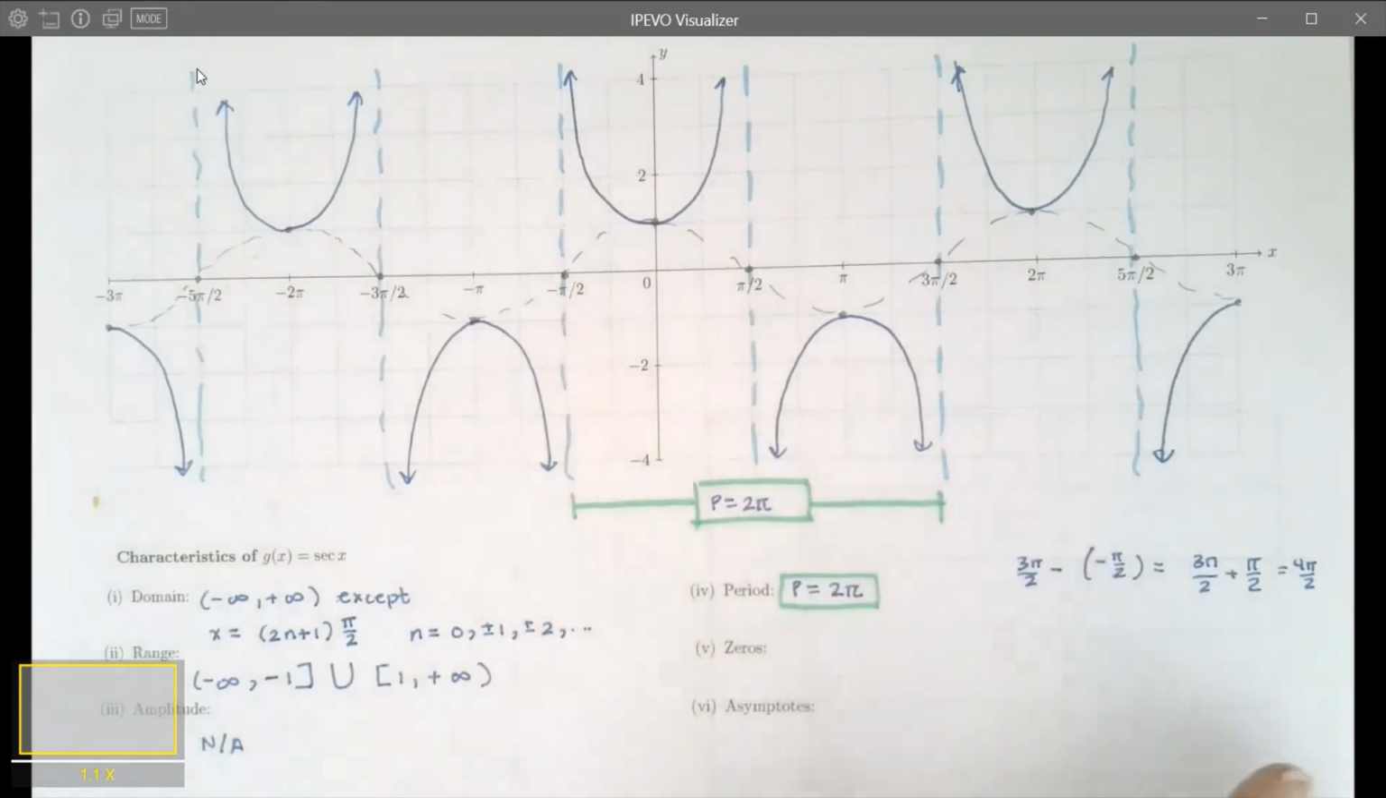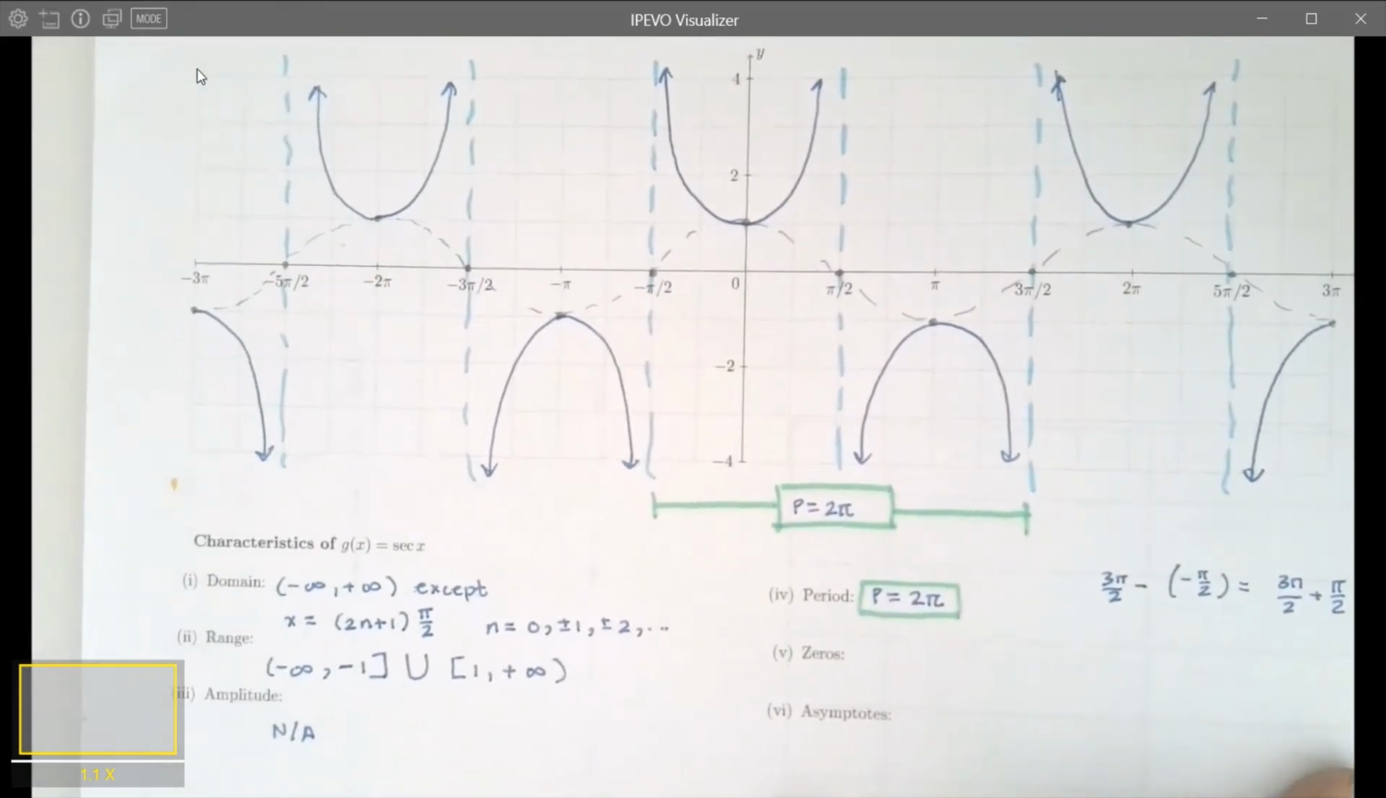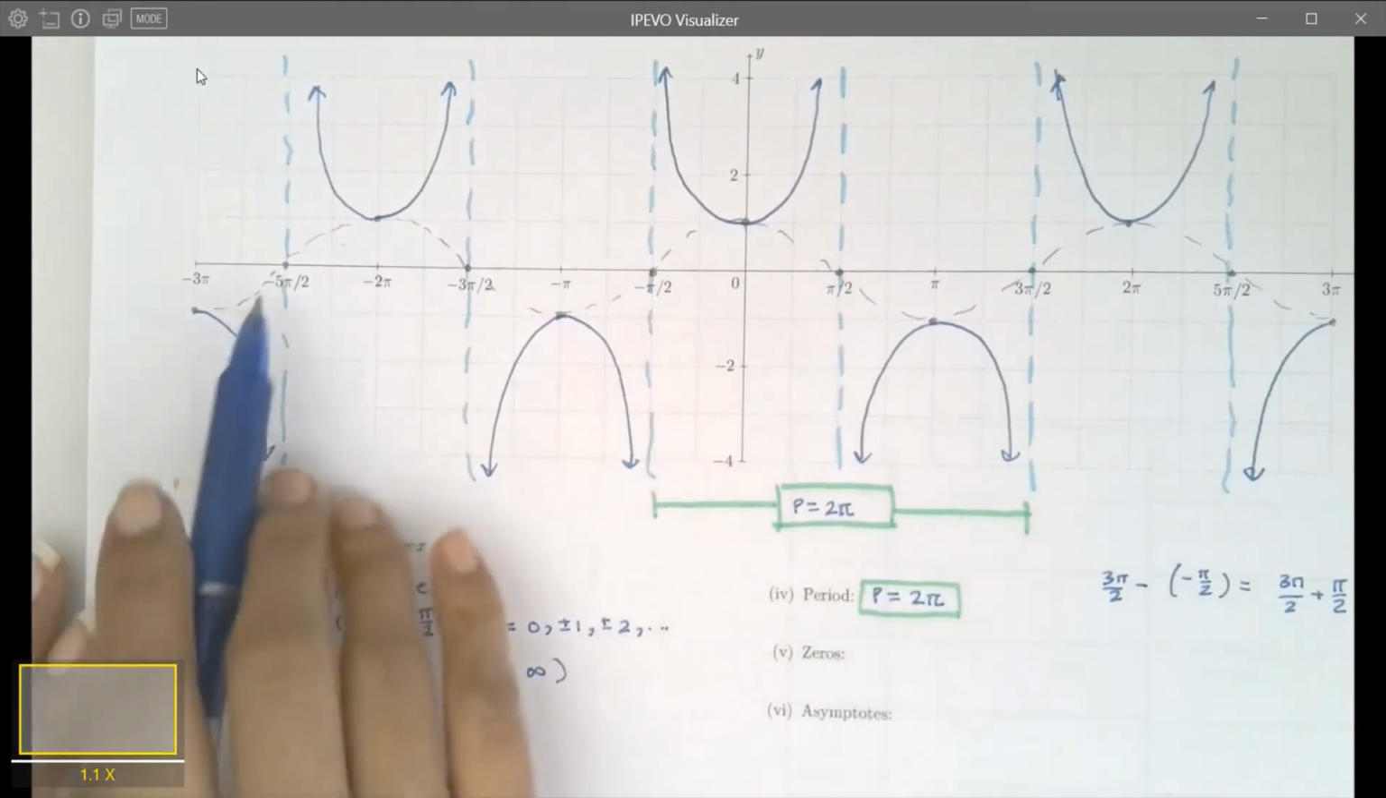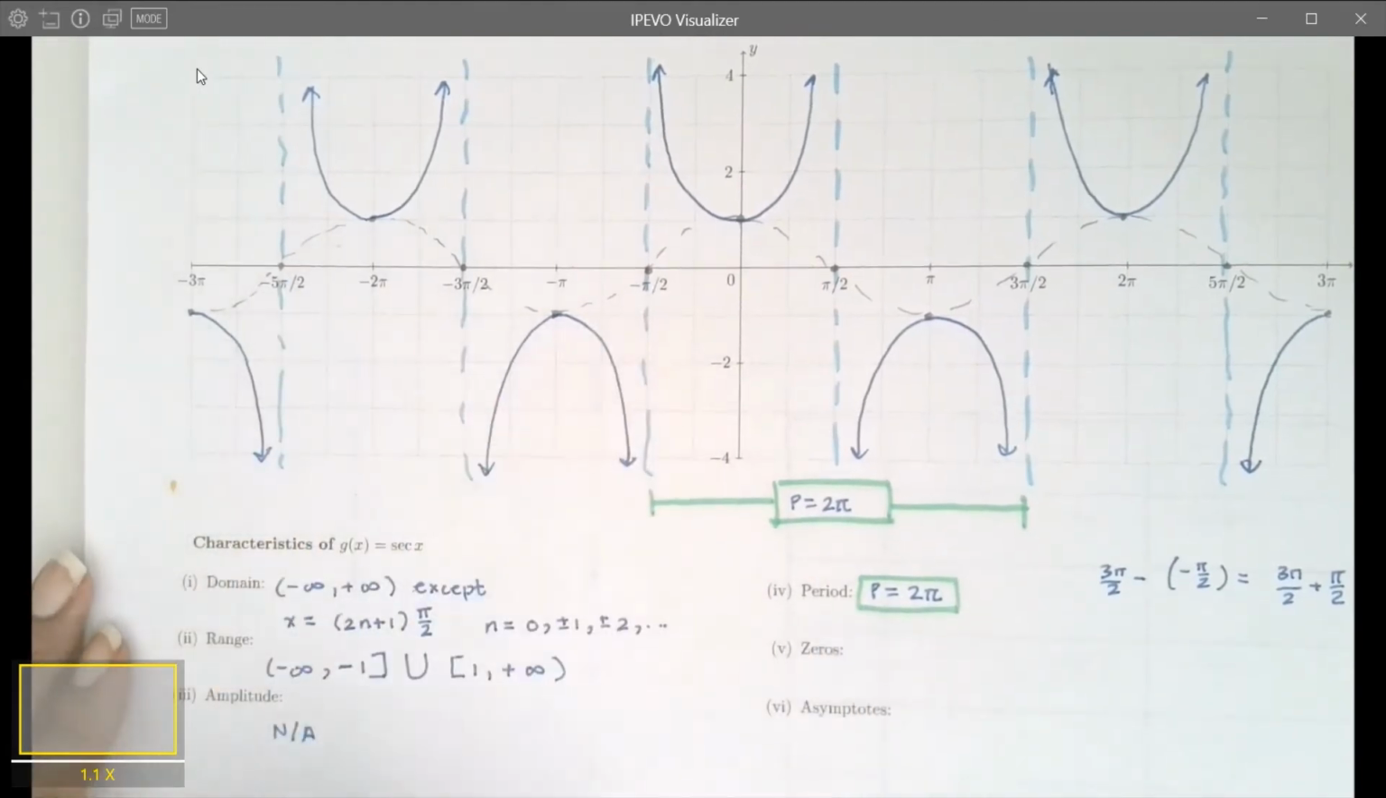Okay. Does this graph have zeros? Does this graph touch the x-axis at any point? It does not.